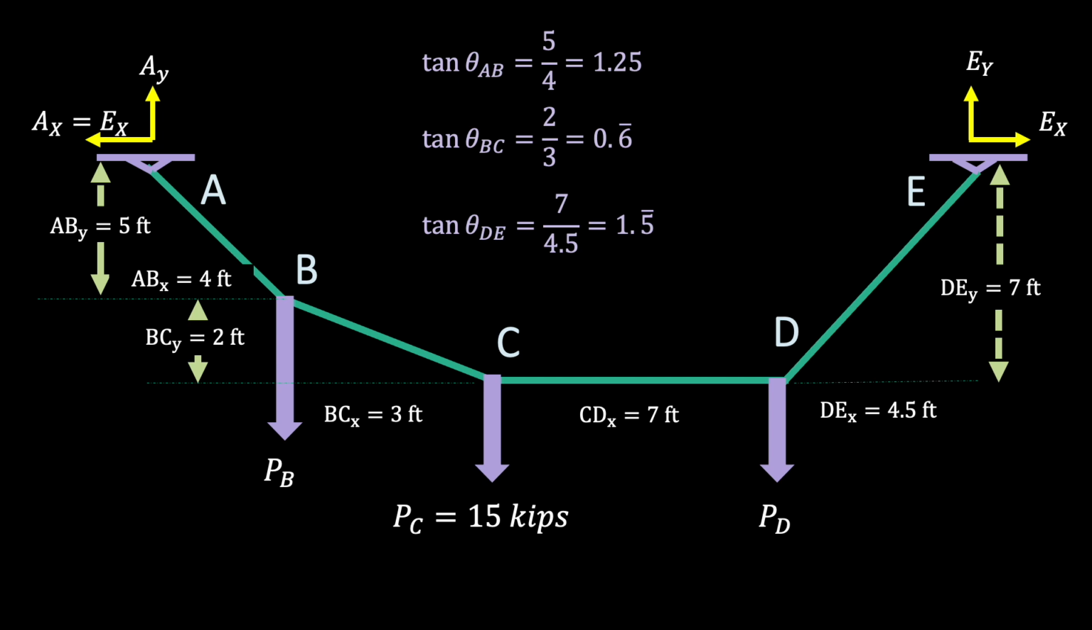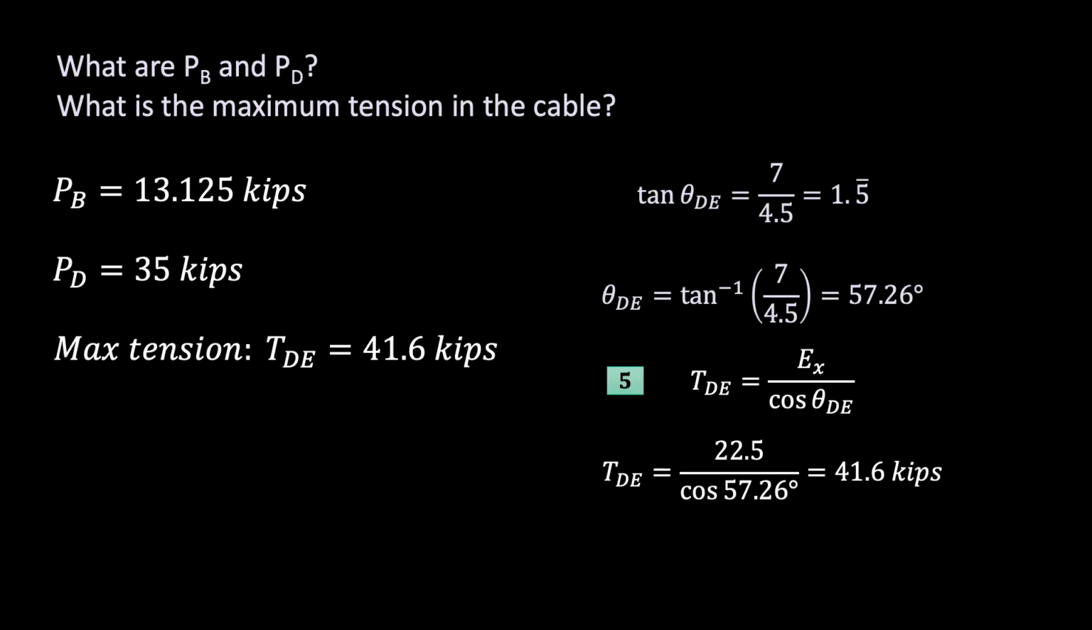So looking at our tangents, which angle is the steepest? Theta DE. It's the biggest tangent and the biggest angle. Knowing that, all we have to do is use our equation for TDE to solve for our maximum tension. Calculating our angle and filling in EX, we get that our maximum tension is 41.6 kips.